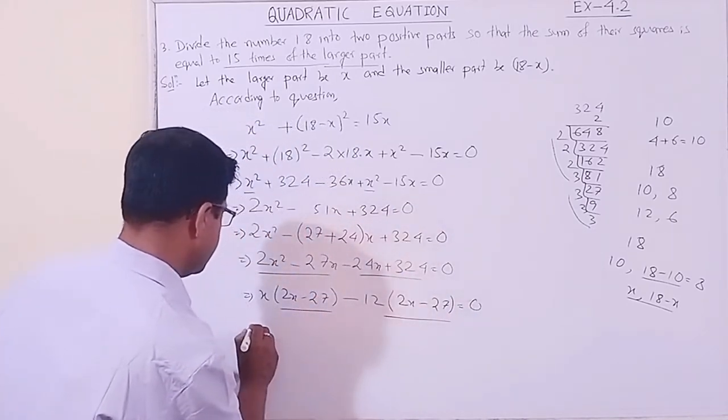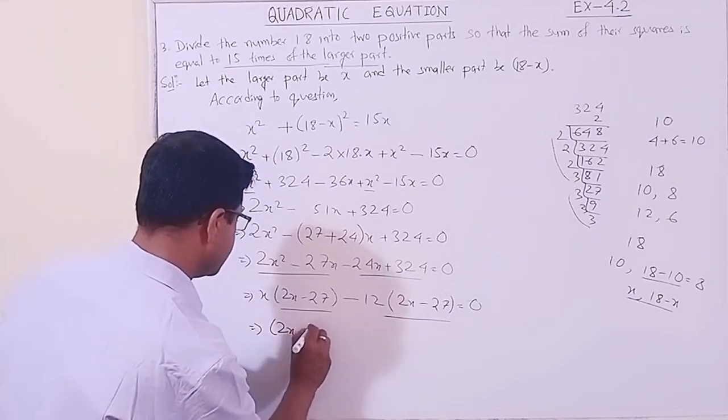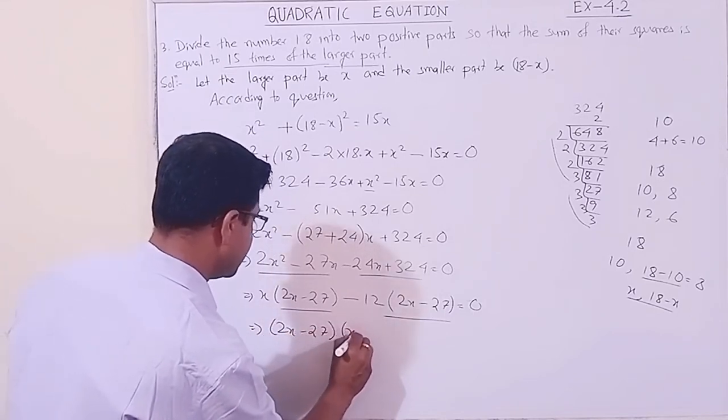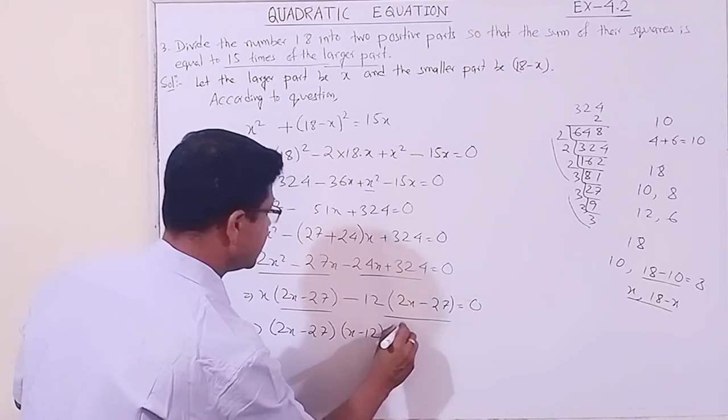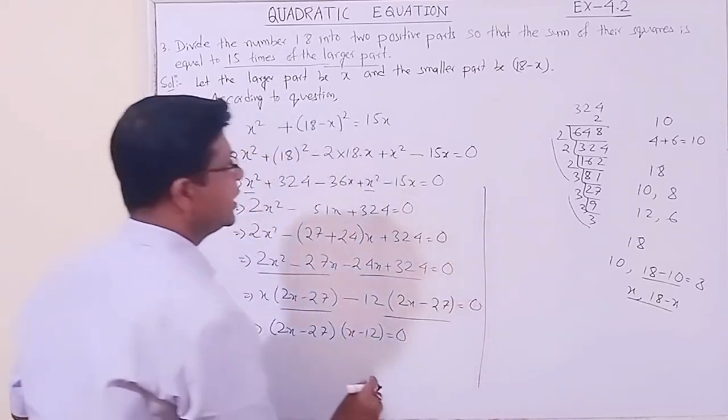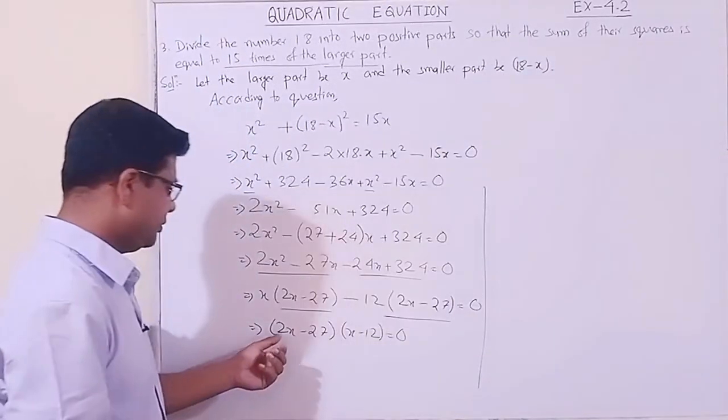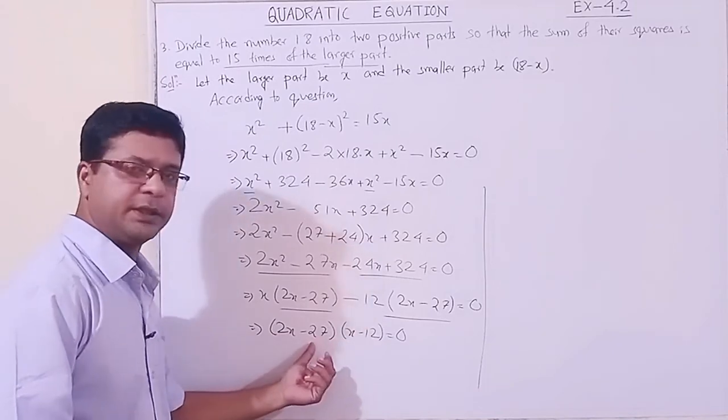From these two, what is common? Twice x minus 27 is common. What will be left? x minus 12 is left. Now here you see, the product of these two is 0, so either this is 0 or this is 0.